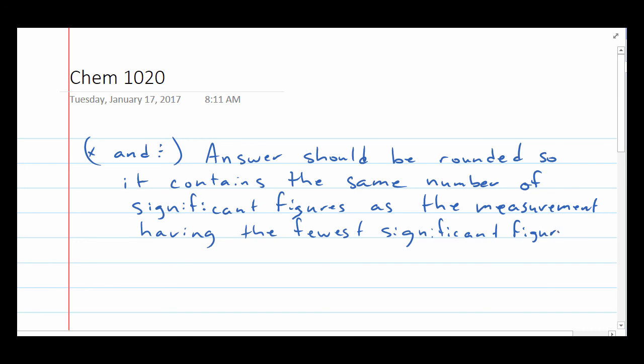So again, if I were to read this all out, your answer should be rounded so it contains the same number of significant figures as the measurement having the fewest significant figures. And I'll come back to this page in just a moment.